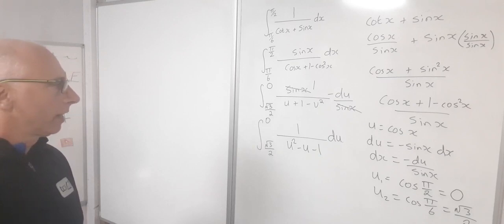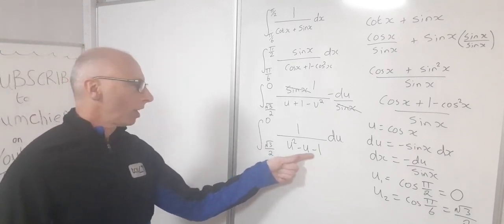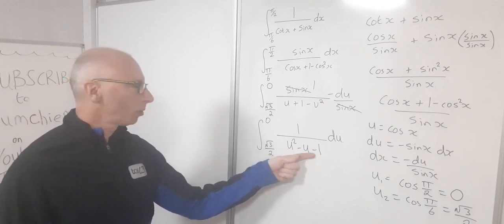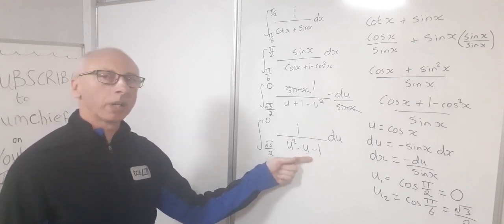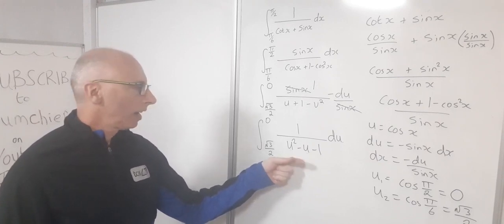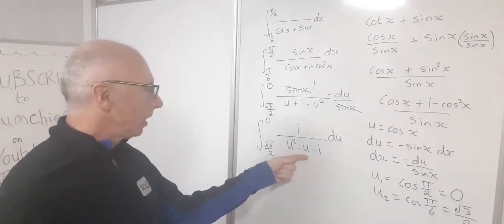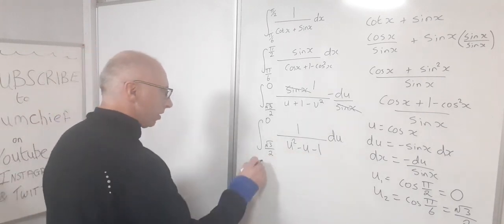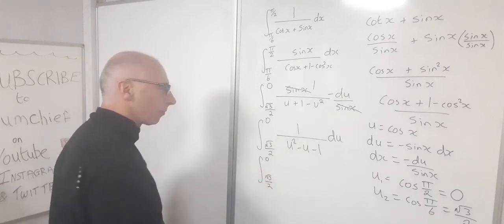Okay, now got to try and do something with this. I can't seem to factor that. Quadratic formula doesn't look like it's going to be really helpful just yet, so I'm going to complete the square. That's probably a good way to do that. And then maybe we could pick up some trig identity or some integral identity to help us with that. So let's go from 0 to root 3 over 2.